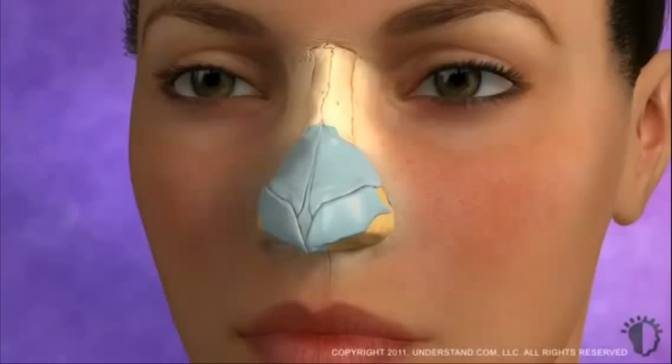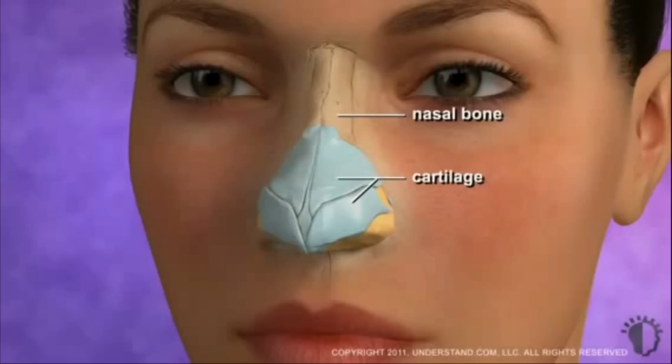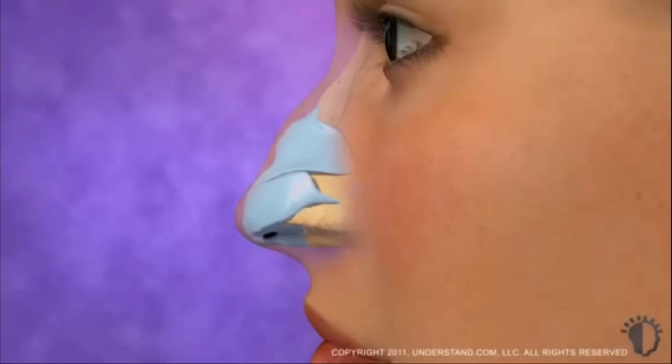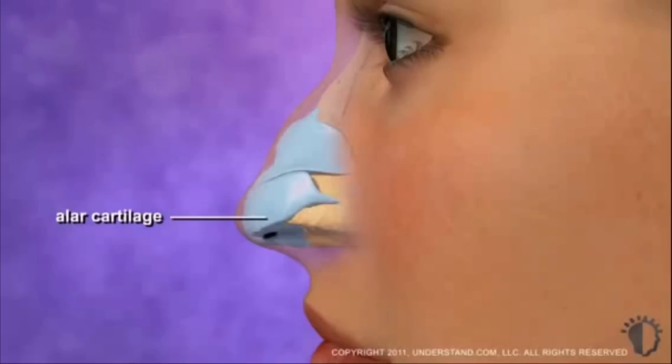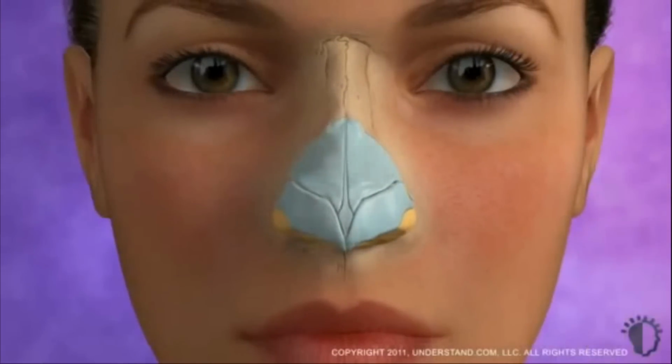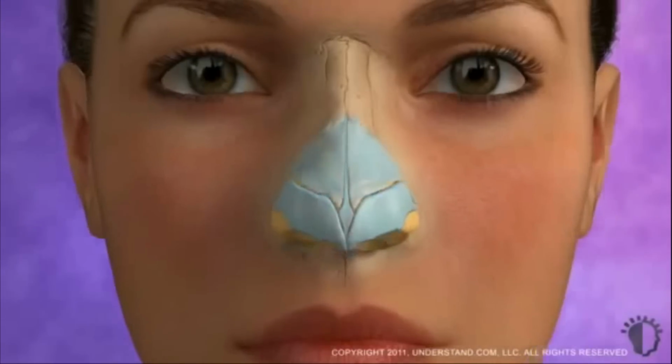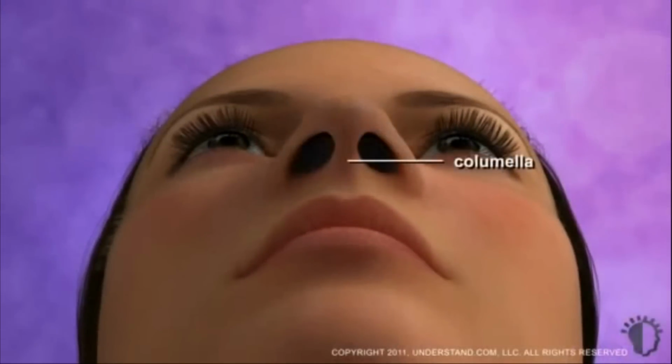The upper third of the nose, called the bridge, consists of bone, while the mid and lower portions of the nose are supported by cartilage. A dorsal hump is an area of built-up cartilage or bone that forms along the dorsum, or ridge of the nose. Cartilage in the lower portion of the nose, called alar cartilage, is what determines the shape and appearance of the nasal tip. A thin layer of cartilage, called the septum, separates the nose in the center. The columella is the tissue that lies between the nostrils at the base of the nose.